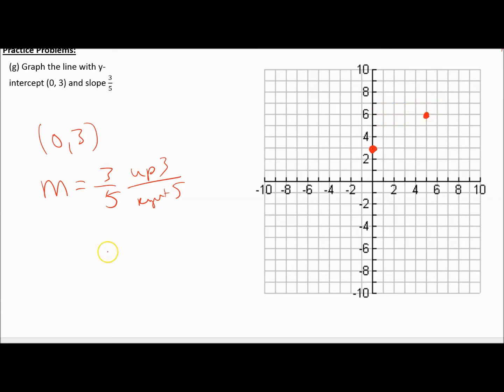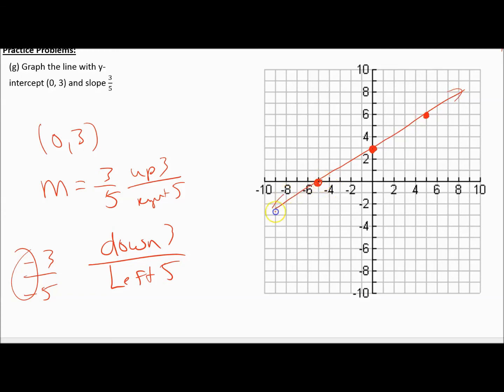Okay? Now, would it be okay if I went down 3 and left 5? Is that all right? Well, sure it is, because that's the same as negative 3 over negative 5. Those two negatives cancel to give you positive 3/5. So that's totally allowed. So I could do that too. So down 3, 1, 2, 3, left 5, 1, 2, 3, 4, 5. And that gives me that point. And notice they do all line up in a nice straight line.